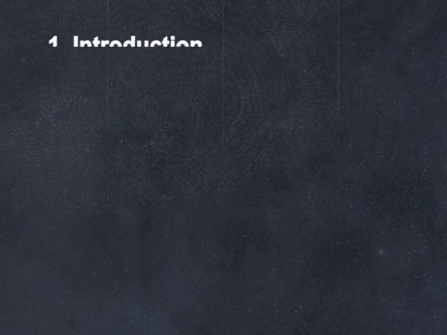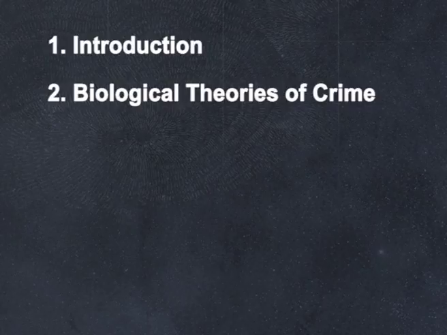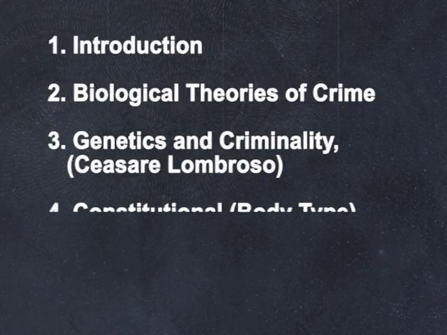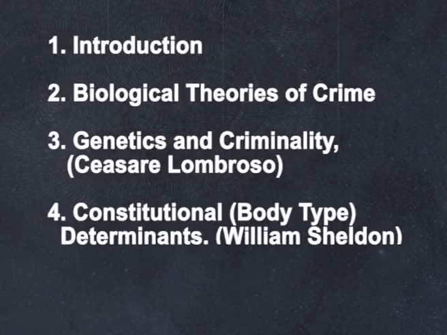So let's start our discussion while taking a look at what we are going to learn today in Etiology of Crime, Part 1, that is Biological Theories of Crime. We will start with Module 1, Introduction, Module 2, Biological Theories of Crime, Module 3 will be on Genetics and Criminality, Module 4 will be Constitutional Determinants, and finally Module 5 will be our conclusion.